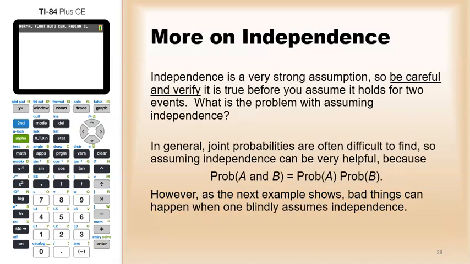One last note, independence is a very strong assumption, so we need to be careful and verify it is true before we assume it holds for two events. So what is the problem of assuming independence? Well, in general, joint probabilities are often difficult to find, so assuming independence can be very helpful because, as it turns out, when it comes to the probability of independent events, you just multiply the probabilities together. If they're non-independent, then it gets to be a lot more complicated. But as my next example shows, bad things can happen when you blindly assume independence.